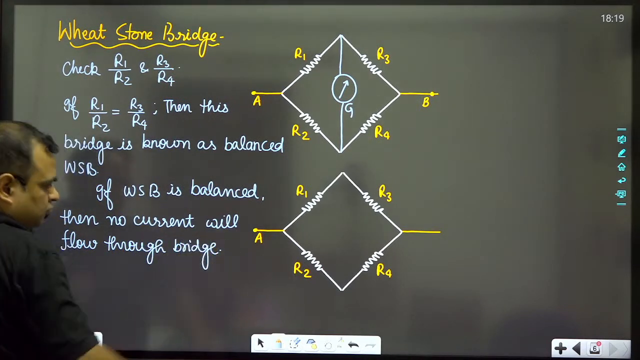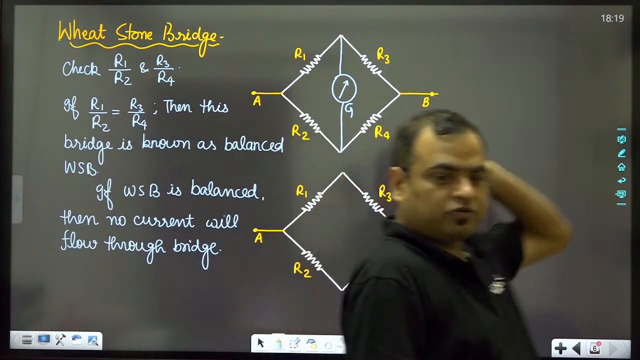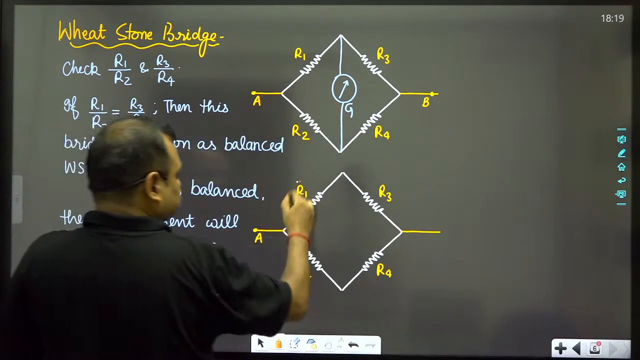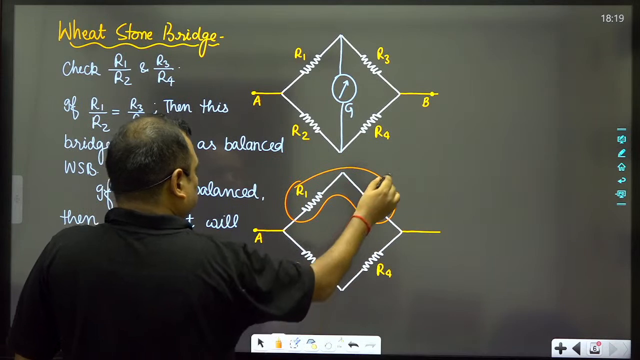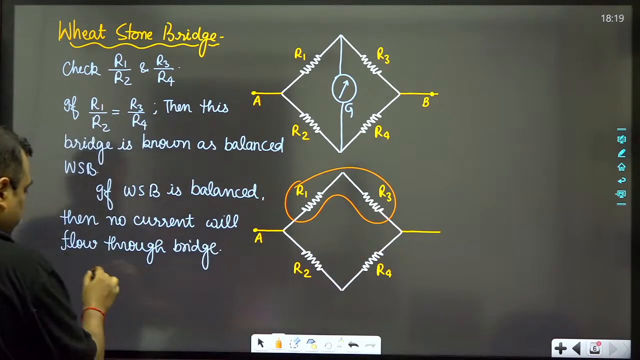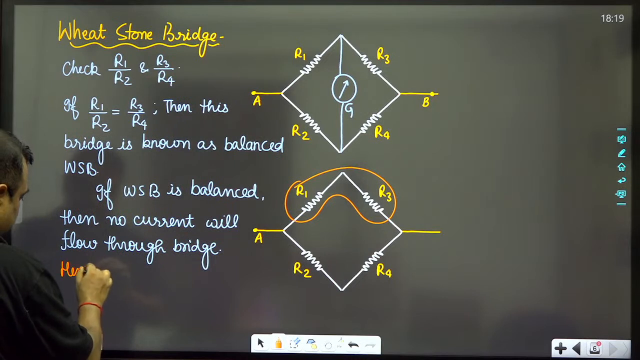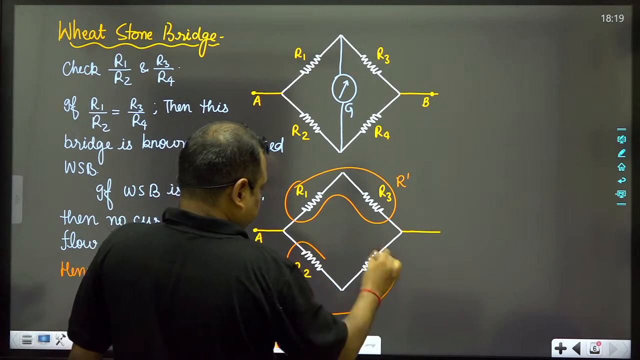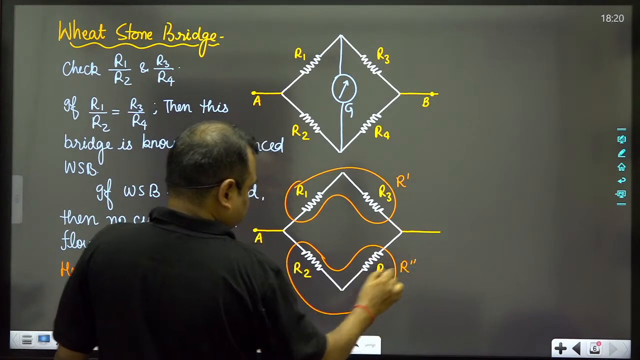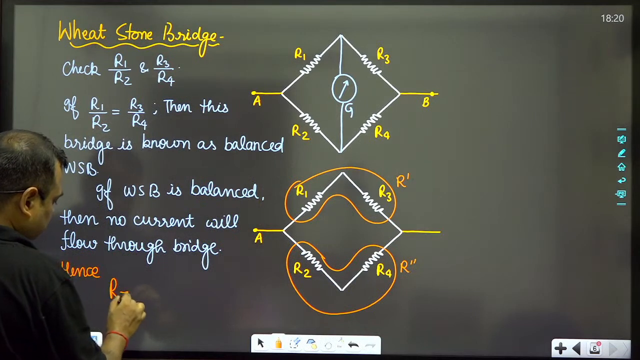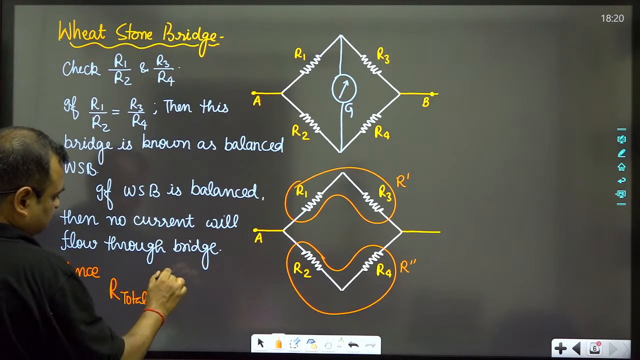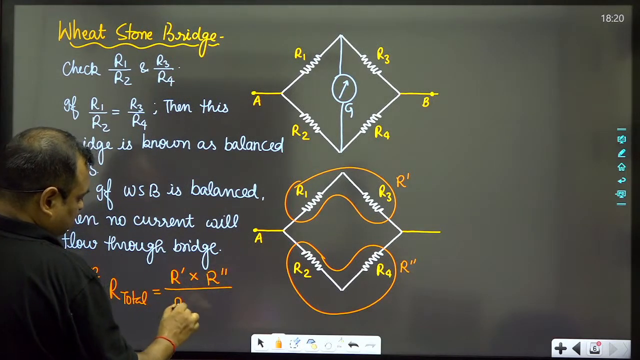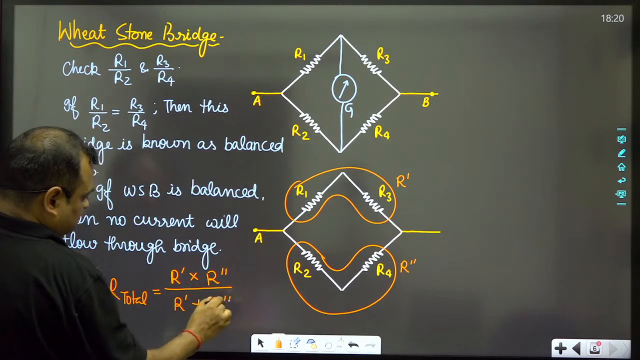the bridge. No current will flow through the bridge and it becomes like this. Hence this will be equal to R1 plus R3. Hence this will be equal to R dash and this will be equal to R double dash. So R total will be equal to R dash multiplied by R double dash upon R dash plus R double dash.